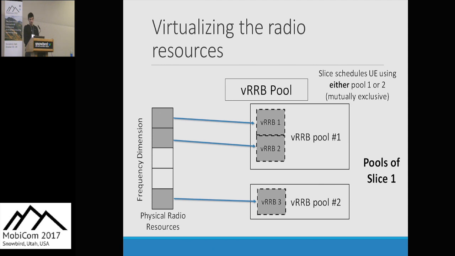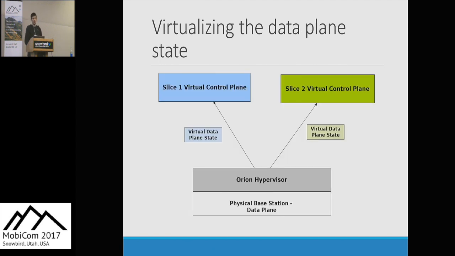So this is about the virtualization of the radio resources, but then, as I said before, we also need to virtualize the data plane state so that we can ensure that each slice has an isolated view of what is happening at the physical base station. So again, the hypervisor is responsible for doing this, and let's see how this is done.